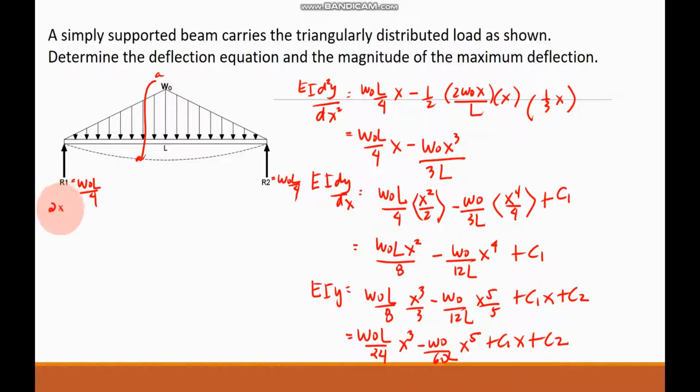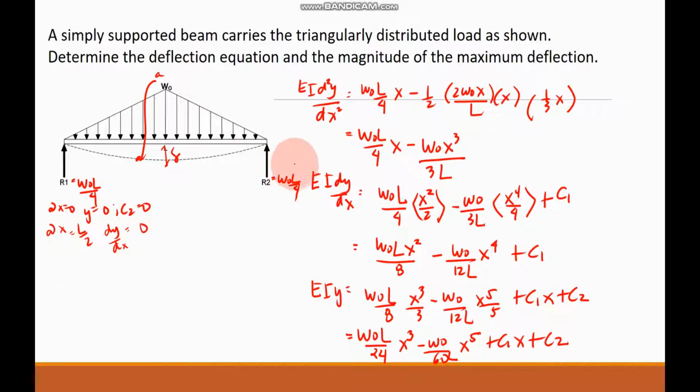So, at x is equal to 0, y is also equal to 0. Therefore, C2 is equal to 0. So, not all the time, C2 is equal to 0. Kindly take note of that. Next, due to the symmetry, we know that the deflection will occur at the midspan, in which the slope would be equal to 0. So, at x is equal to L all over 2, the slope would be equal to 0, in which our maximum deflection will occur.